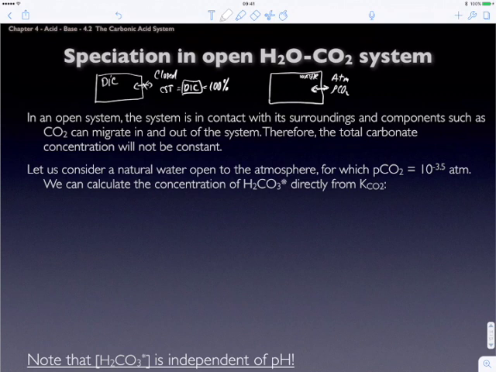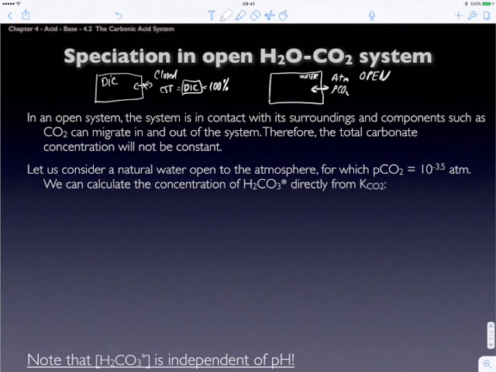You know that the amount of carbonic acid formed in the water is proportional to the PCO2 in the atmosphere times a constant, and this constant is a function of the temperature and the pressure. The pressure will be 1 atmosphere, temperature can change, of course. So this is what you have with an open system.